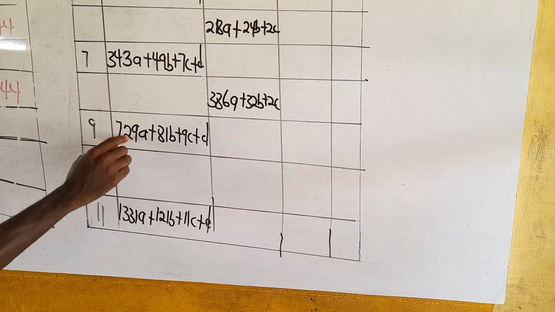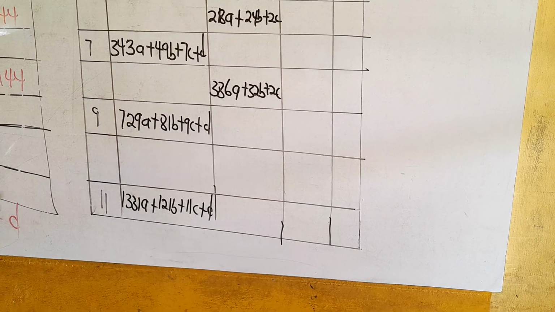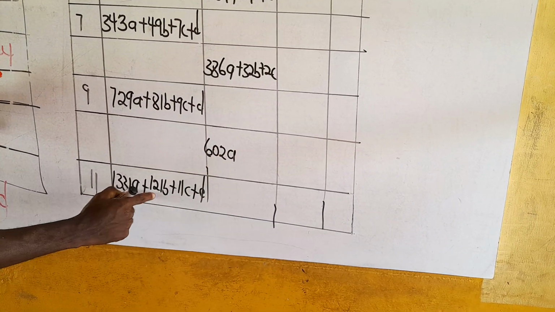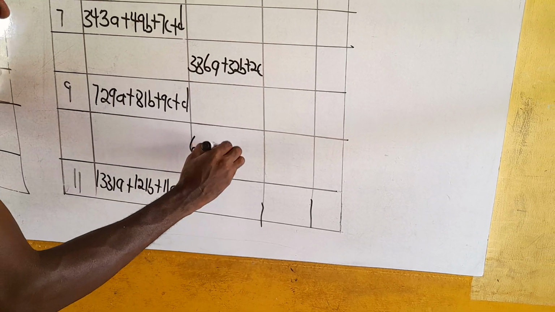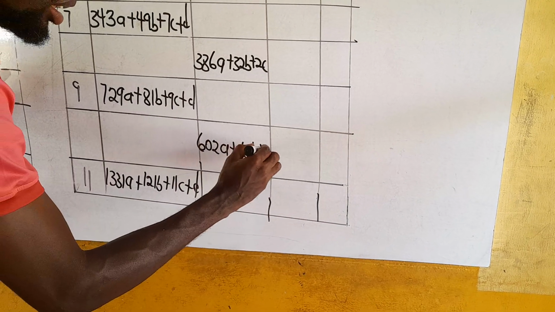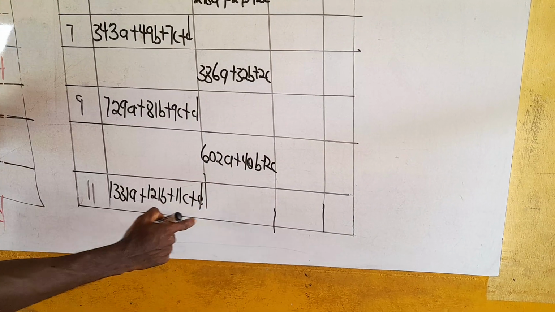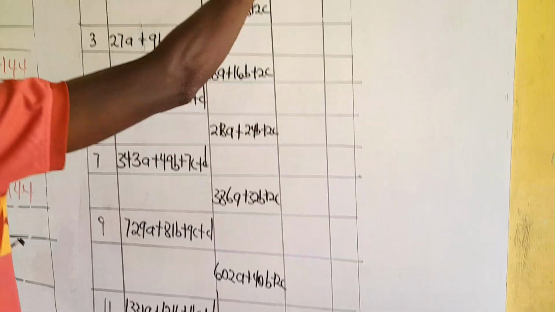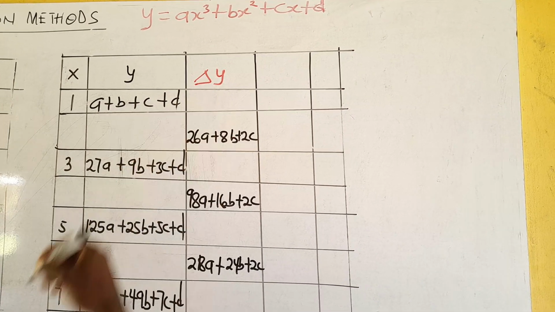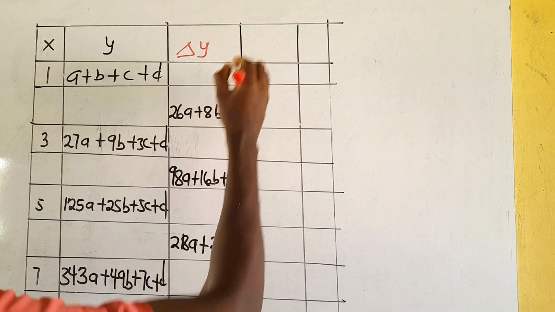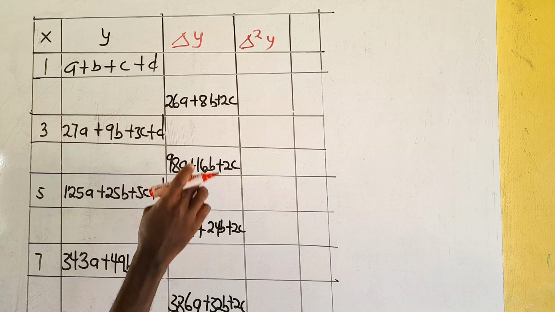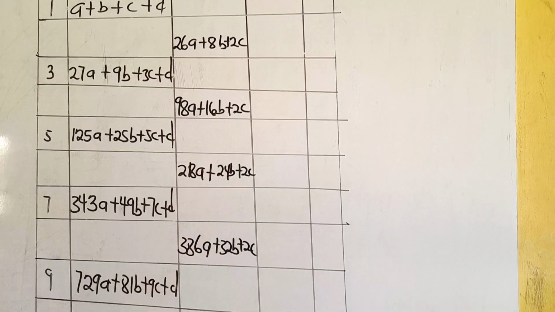Now, we subtract this from this. 1331a minus 729a will be 602a. Then 121b minus 81b, that will be 40b. Then 11c minus 9c is still 2c. D minus d will be 0. Now we'll go further to find the second difference. So find our second difference, which is del squared y. That means we subtract this value from this, this from this, and this from that.